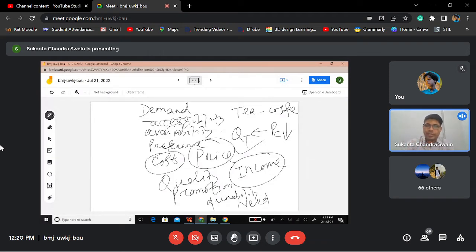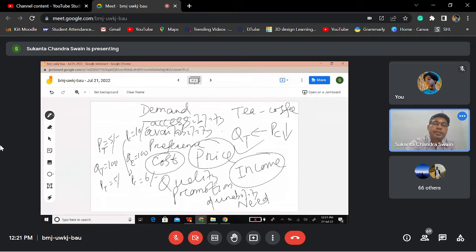You see, I'm citing one example. Let's say the price of tea is 5 rupees, the price of coffee 10 rupees per cup. In a locality, quantity demanded of tea was, suppose, 100 cups and quantity of coffee was, suppose, 100 cups. Now suppose the price of coffee came down to 6 rupees per cup, whereas the price of tea is as it is. There is no change. Then what happened? Some of the tea consumers will be changing their consumption from tea to coffee.